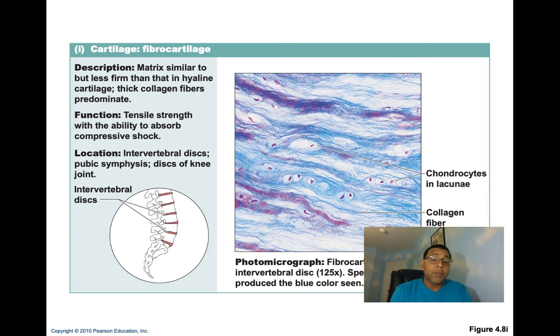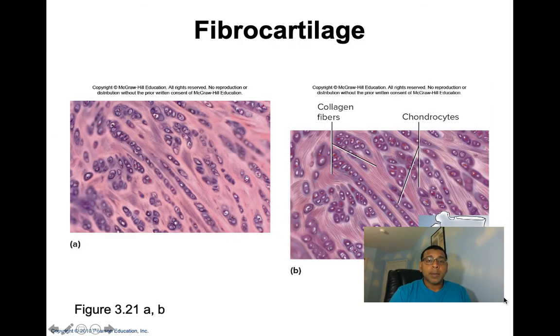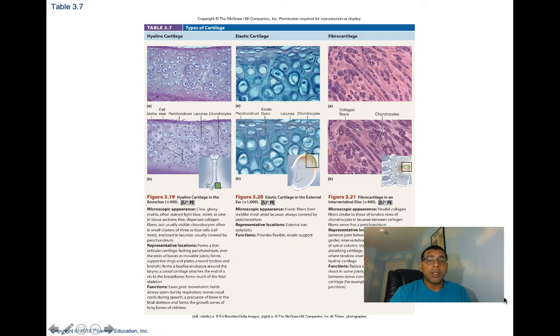We're going to find this type of tissue in between the vertebrae. It's one area where a lot of shock is going to be absorbed. In between the knees is another region. And then the pubic symphysis, where the two hip bones, the coxal bones, come together at the anterior part. So with fibrocartilage, you can appreciate all three.